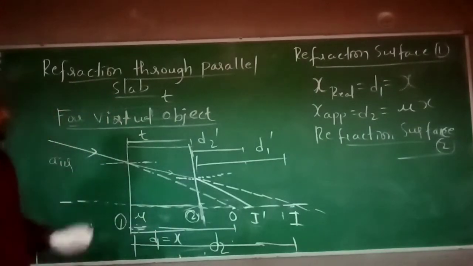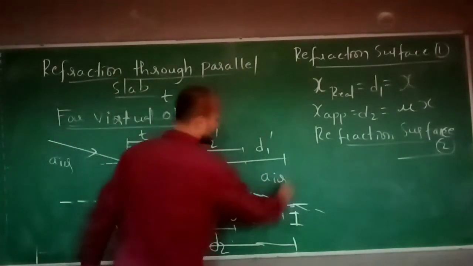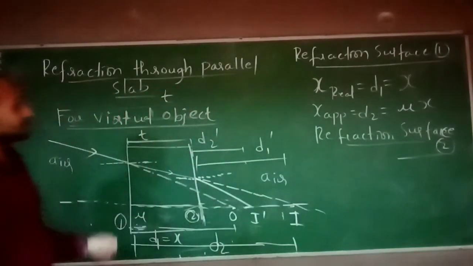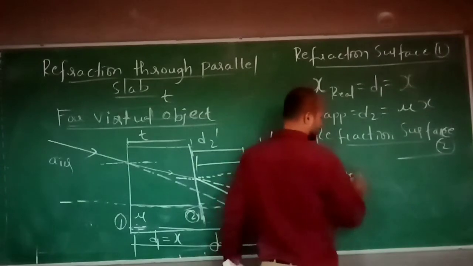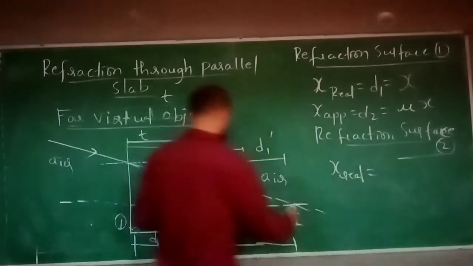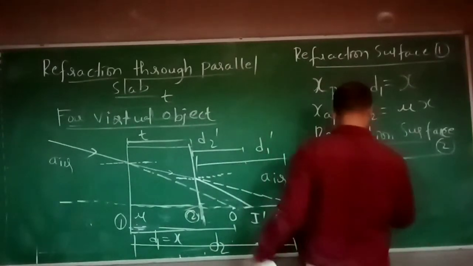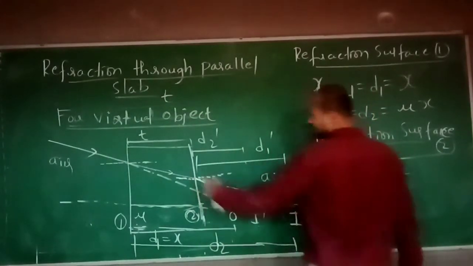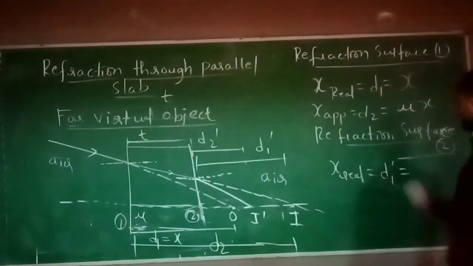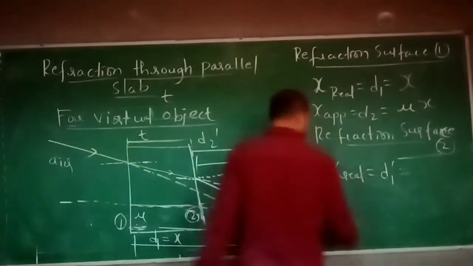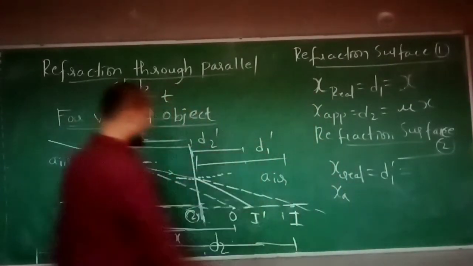Are you understanding? This is air and this is also air. Here the medium is air. So if you calculate refraction, what is the real depth for the second surface? For the second surface, the real depth is d1 dash. Correct now? Let us keep it as is. And what is the apparent depth? d1 dash you can write.